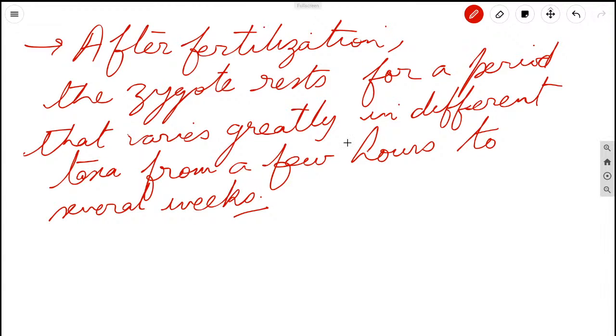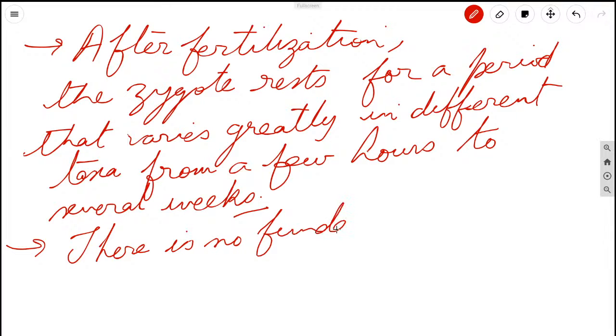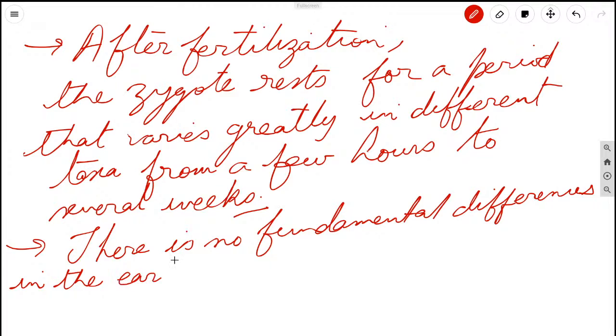Okay. So there are no fundamental differences in the early stages of development in dicotyledonous and monocotyledonous embryos. This is again one more point that is asked in NEET examination. There is no fundamental difference, meaning observational difference, in the early stages of development. Which development? In the early stages of embryonic development, right?